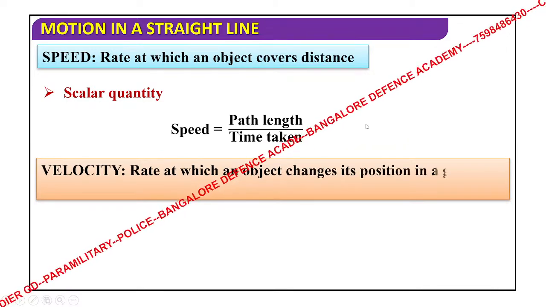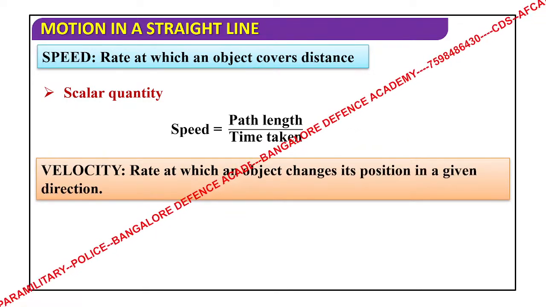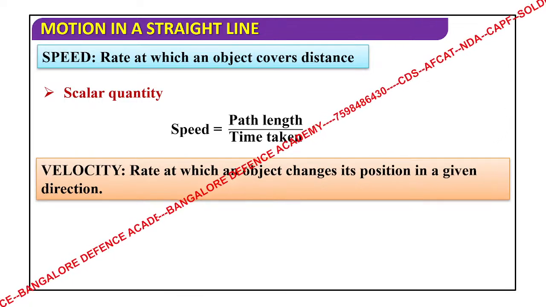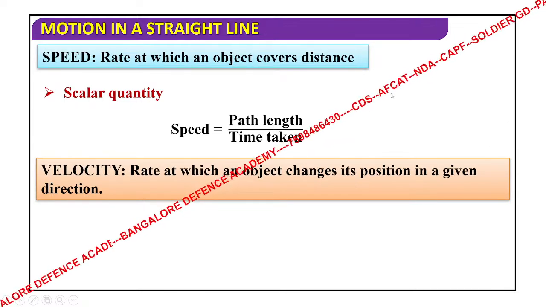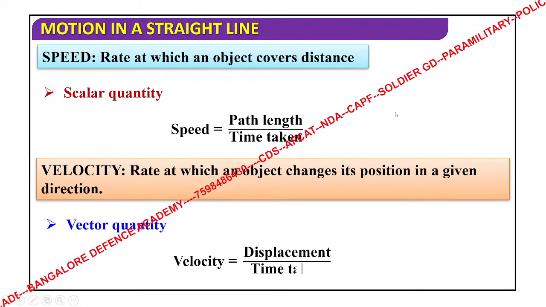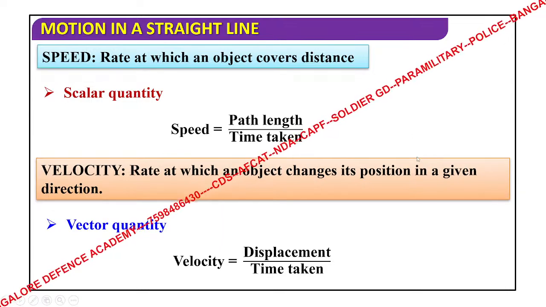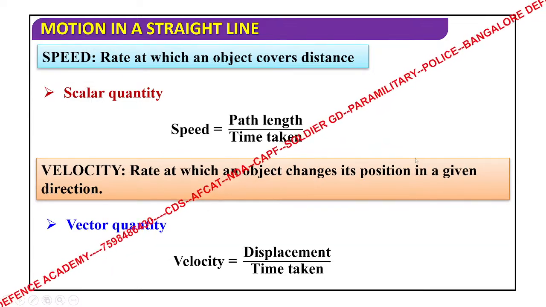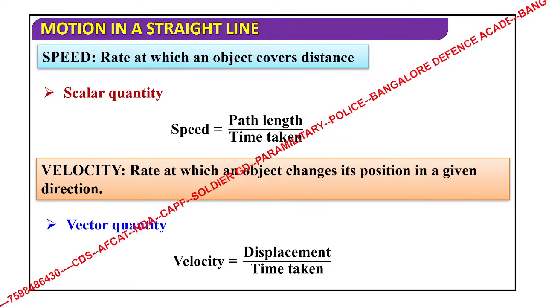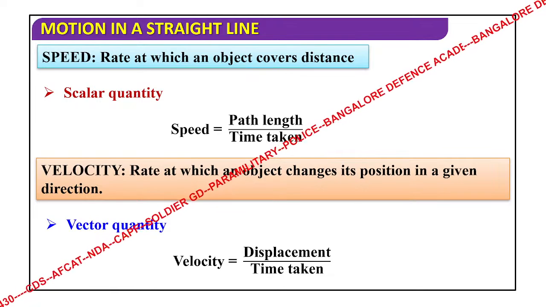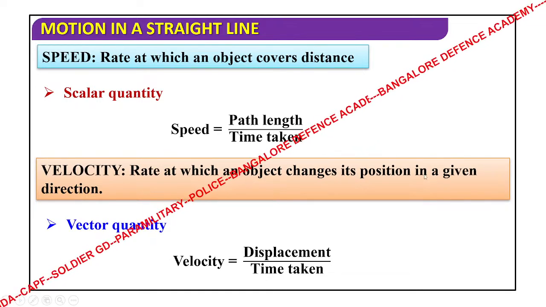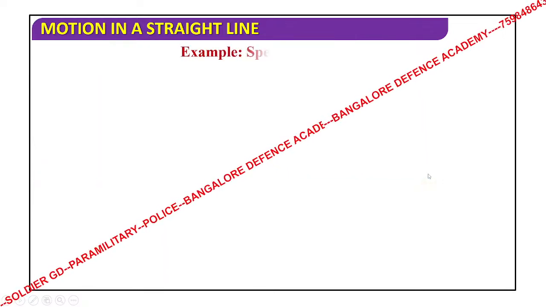What is velocity? Velocity, rate at which an object changes its position in a given direction. So we have seen speed is a scalar quantity, but velocity is a vector quantity. So vector quantity here is displacement by time taken. Very important. The difference between the formula of speed and velocity is the distance traveled and the displacement. So take down the formula for velocity also. Velocity is equal to displacement by time taken. Displacement by time taken. Okay.